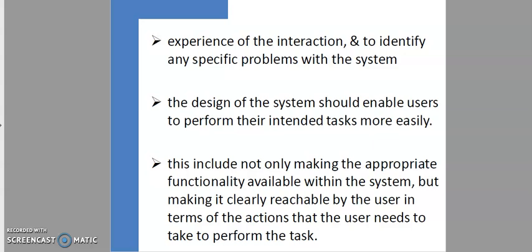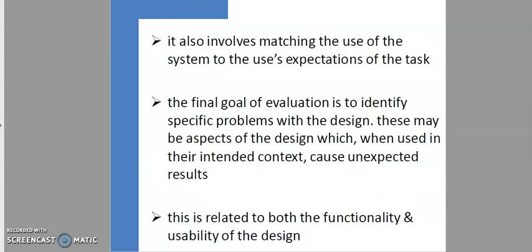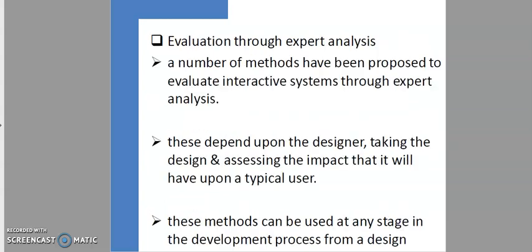The third and final goal of evaluation is to identify specific problems with the design. This may be aspects of the design which, when used in their intended context, cause unexpected results or confusion amongst users. This is, of course, related to both the functionality and usability of the design. These are the three main goals of evaluation.